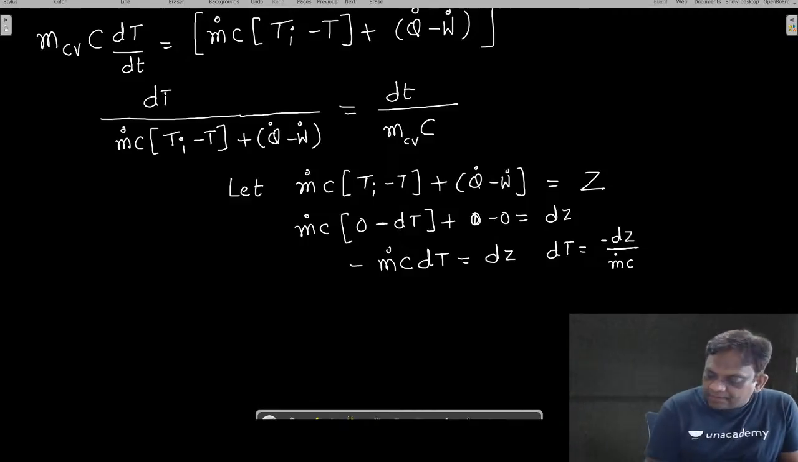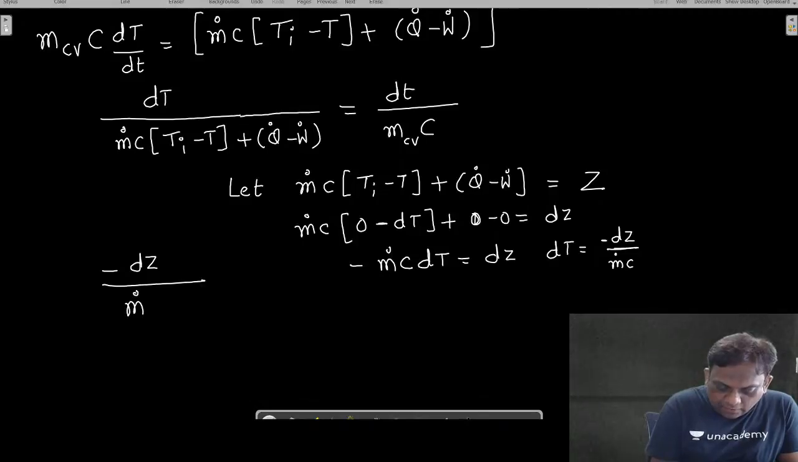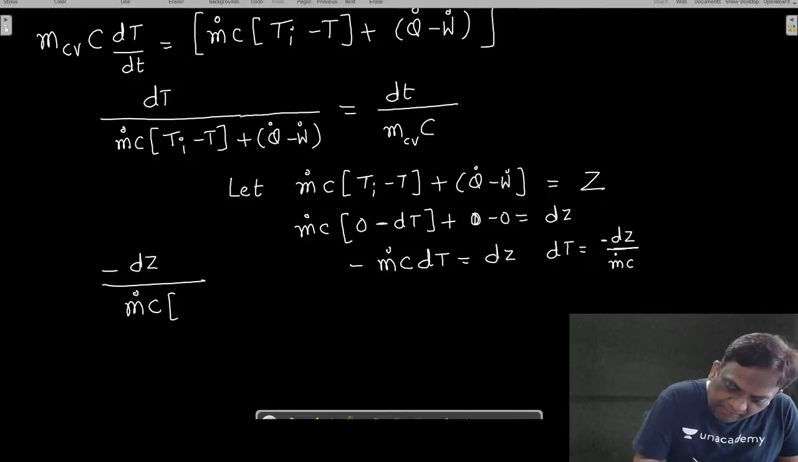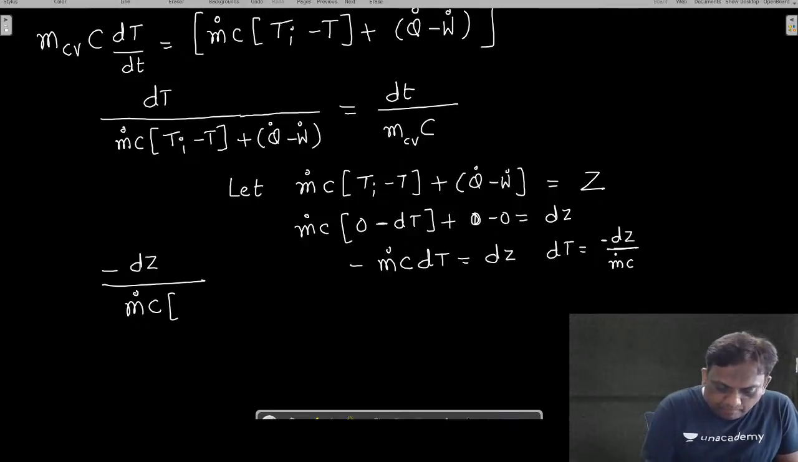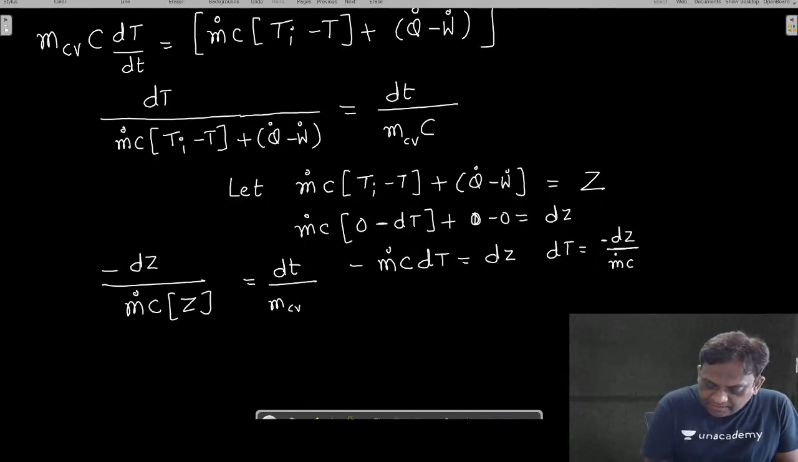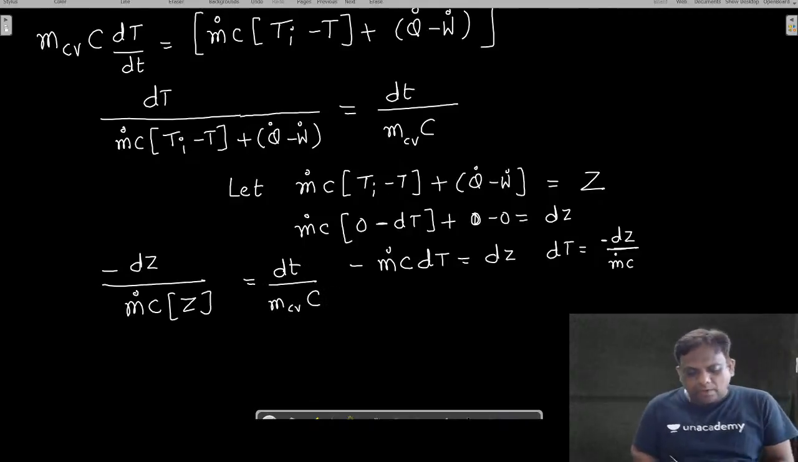Look at dT here. What is dT? Minus dZ by m dot c. This is a quality question. Look, m dot c minus d, into, I had put the value of dT. What is dT? Minus dZ by m dot c, divided by this value. This value is taken as Z. So this whole Z is equal to dT by m dot Cv, into specific heat. Wonderful, my dear students.